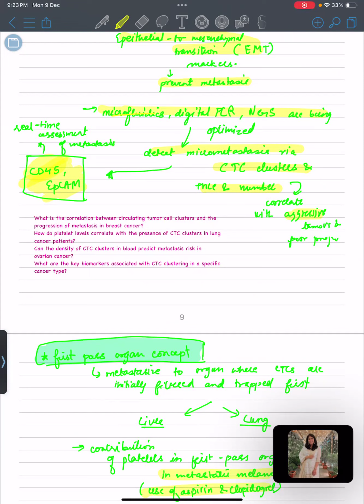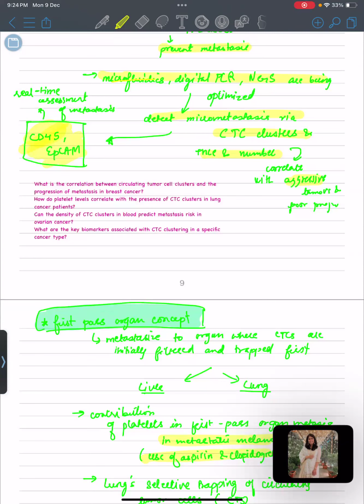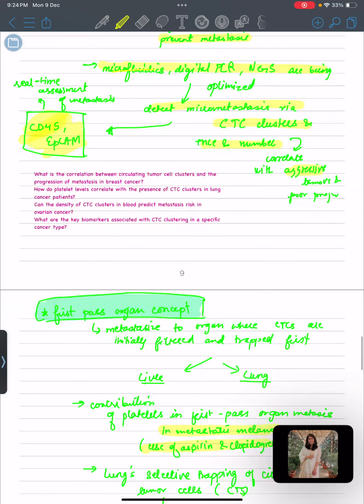This was CD45 and EpCAM, some technologies which I found out, and the PubMed and certain studies related to it, and these are being assessed for real-time assessment of metastasis. Here are the research questions which I formed. I thought that these would help you in coming to your area of interest, and this is how you can form research questions based on the information I provided above.